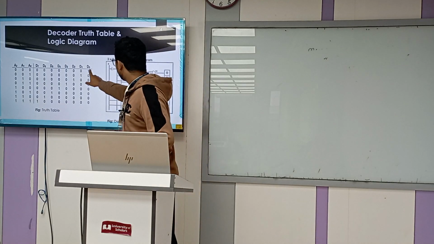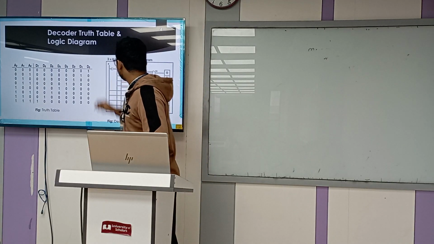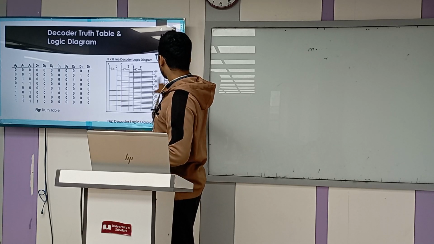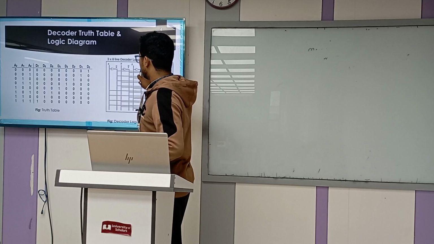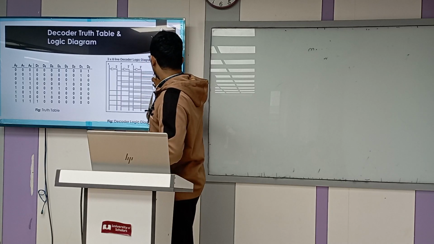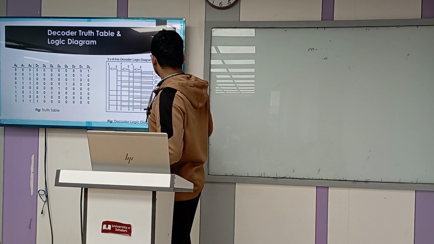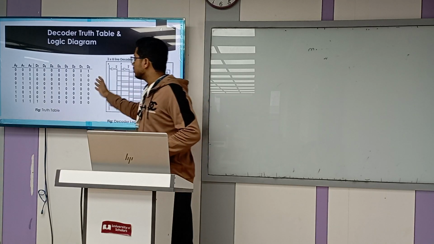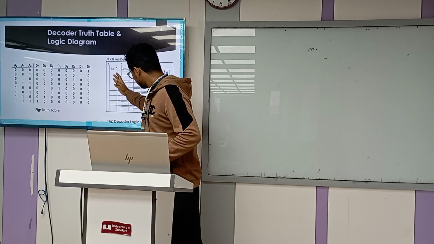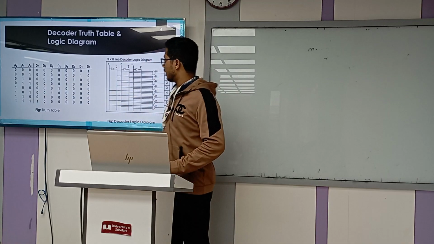You can see here the logic diagram. First of all, the first output, D0. D0 comes from X bar, Y bar, and Z bar. So we use an AND gate for this output. Similarly, all outputs we get in this way.